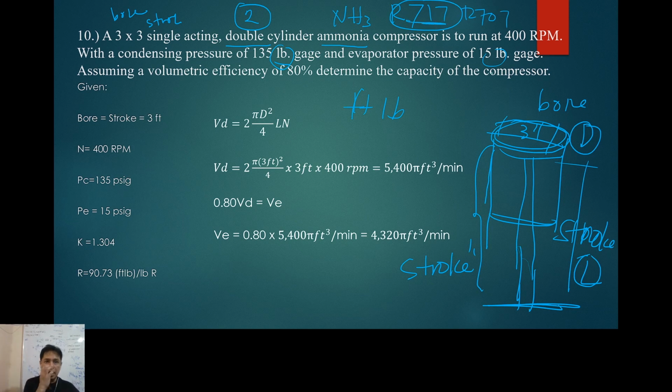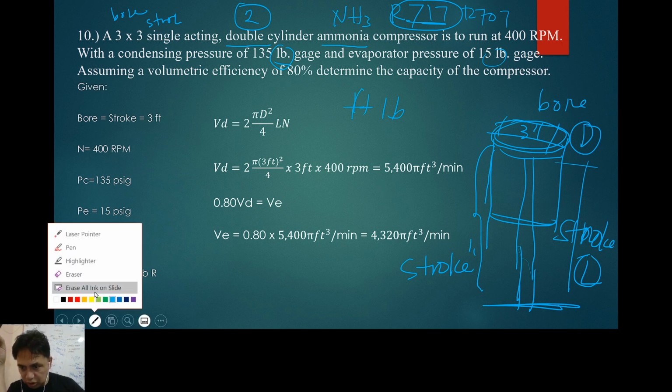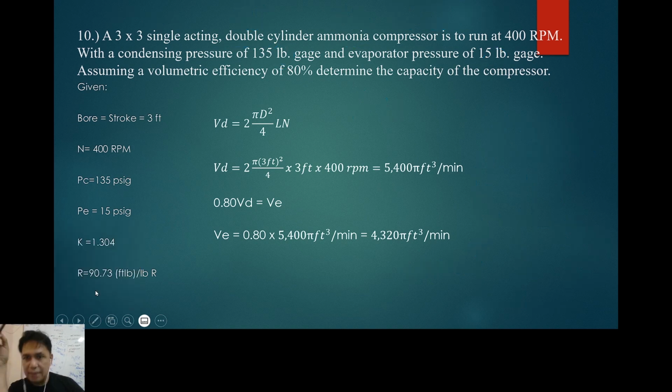To run at 400 RPM with the condensing pressure of 135 pounds gauge, and evaporator of 15 pounds gauge. Assuming a volumetric efficiency of 80, determine the capacity of the compressor. So here is the problem. We will solve this very fast.